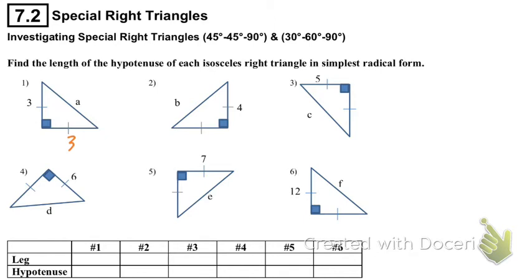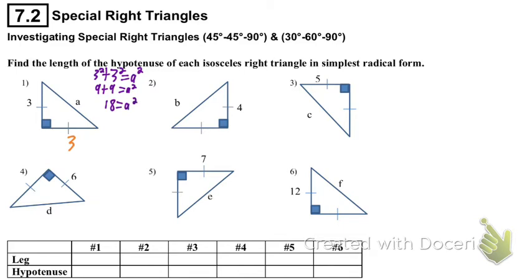Could we find A? Yes. How? 3 plus 3? Nope. Pythagorean theorem. How do we do the Pythagorean theorem? 3 squared plus 3 squared equals A squared. Let's do this with me, please. What is 3 squared plus 3 squared? 9 plus 9 equals A squared. What is 9 plus 9? 18 equals A squared. Now what do we do?